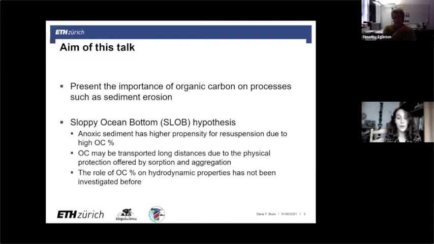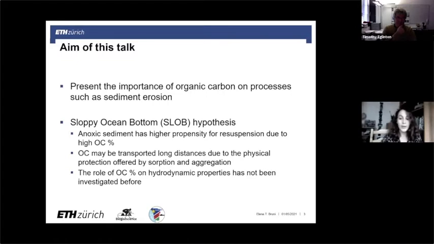of course. So with different ecosystems, they might stand in constant interaction with each other. We base our research on the fact that sediment in low oxygen concentrations and high organic carbon concentrations is of soupy consistency, or sloppy, as the acronym of the project says. The key ideas behind this hypothesis are that anoxic sediment has a higher propensity for resuspension due to high organic carbon concentration. I am going to talk about this later on in this talk.